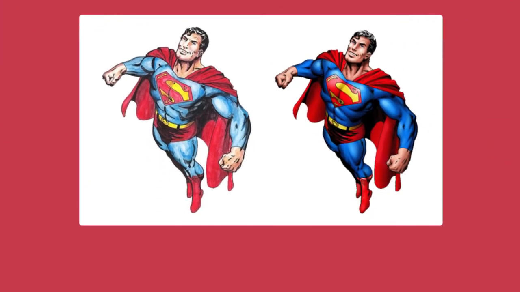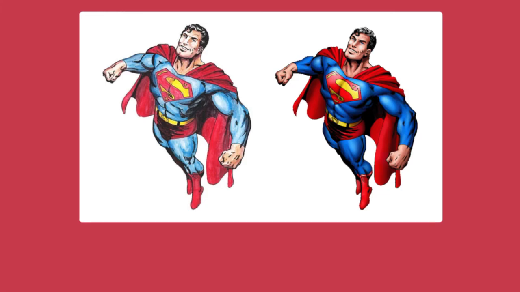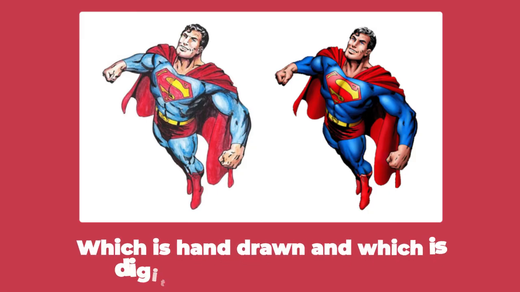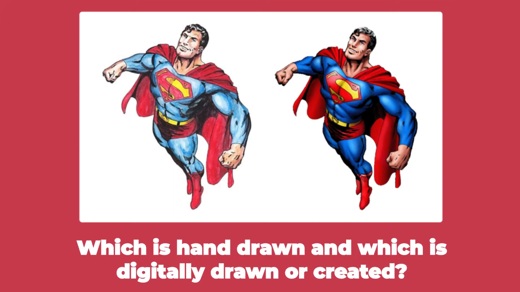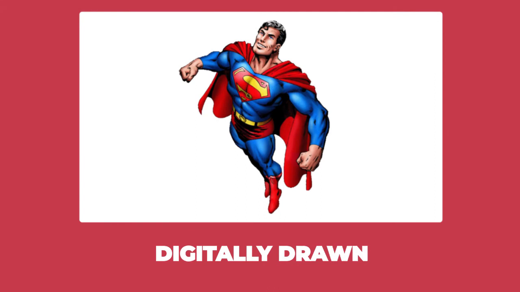This time, compare the pictures that will be flashed on your TV screen. This picture shows the famous comic character Superman. Which is hand-drawn and which is digitally drawn or created? Did you get it right? Yes, you are correct. The picture on the left side is hand-drawn, wherein the art process of expressing is in the form of pen and paper, while on the right side is digitally drawn or created, which uses new technology such as computer or drawing tablets in creating them.